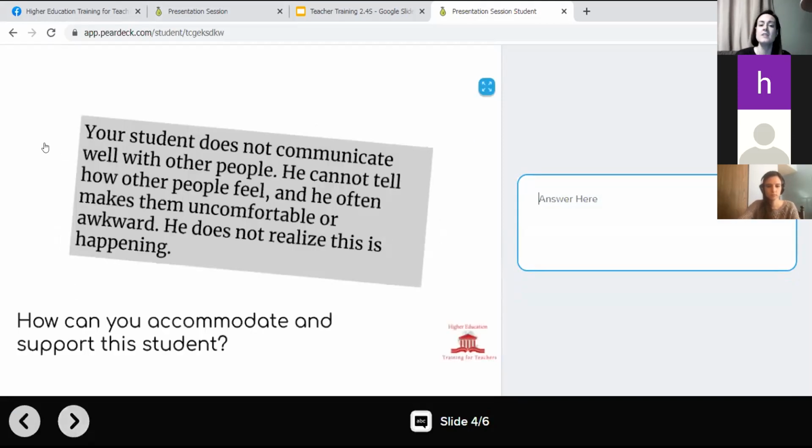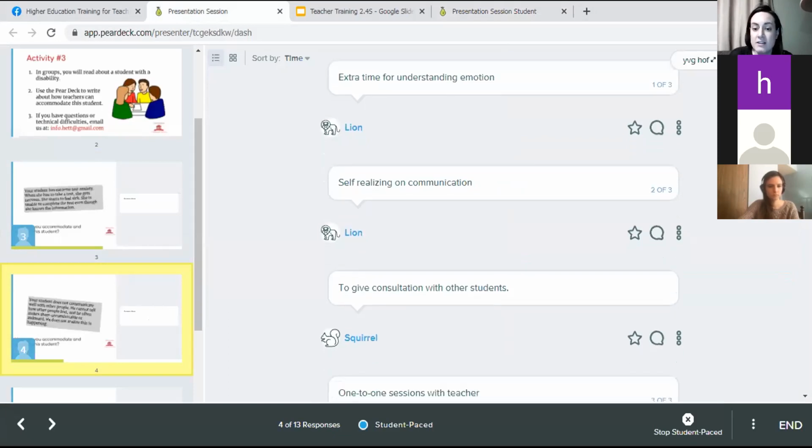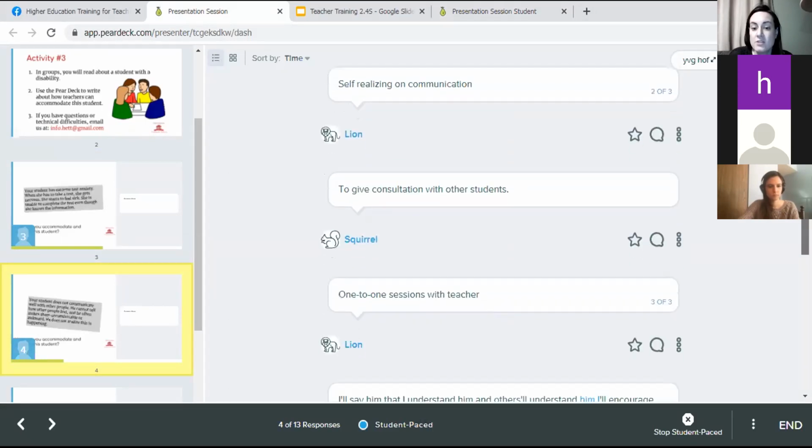Okay. Your student does not communicate well with other people. He cannot tell how other people feel. He often makes them uncomfortable or awkward. He does not realize this is happening. Okay, what are some suggestions? Extra time for understanding emotions, self-realizing on communication, to give consultation with other students.